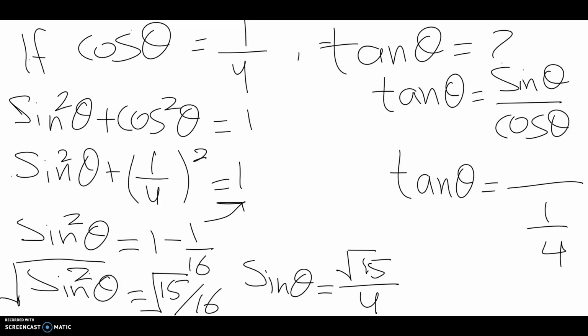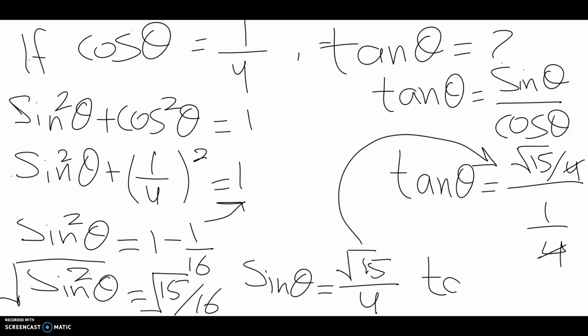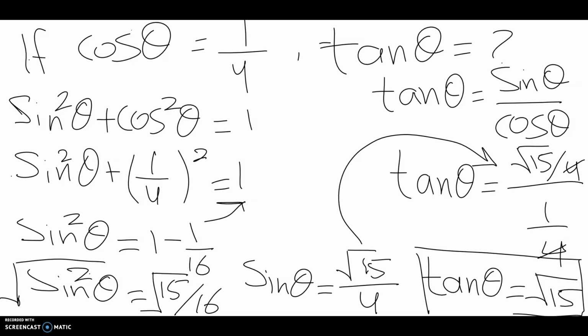Now this value of sine you will substitute here. It will become square root 15 over 4. Now simplify this part, and then 4 and 4 cancel. You will be left with tan theta equals square root 15, and this is your final answer. This is how you will calculate the value of tan theta.